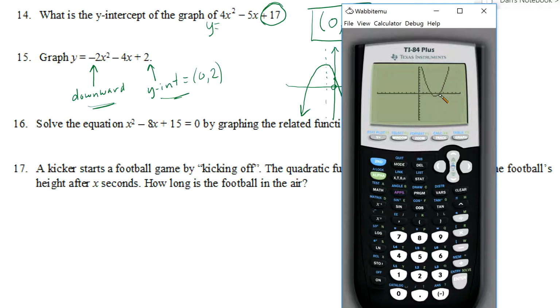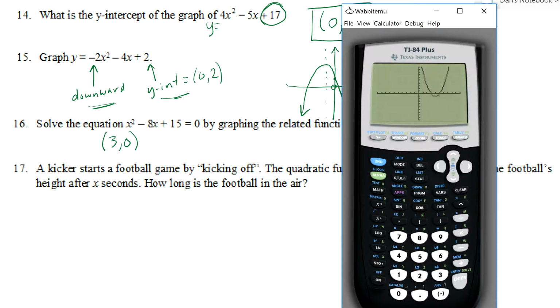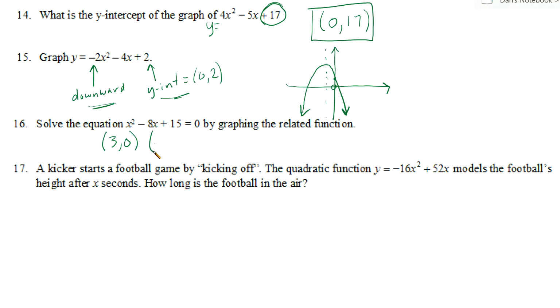Now what I'm looking for are these 2 points here. That looks like the point (3, 0). I'll show you how you can double check that in a second. So a good guesstimation is (3, 0) and (5, 0). Now if you look at these, if I multiply these together, 3 times 5, that's 15. If I add them together, I get 8. And that's a hint that you're right.